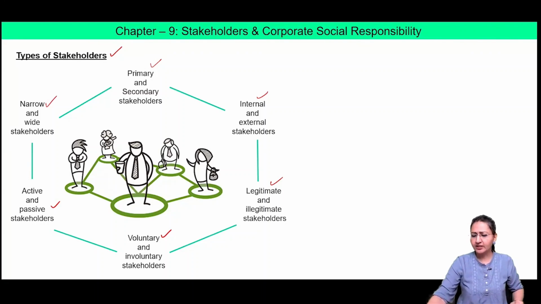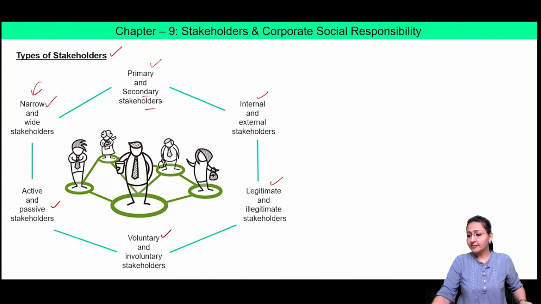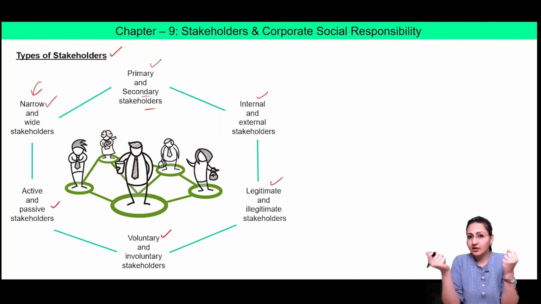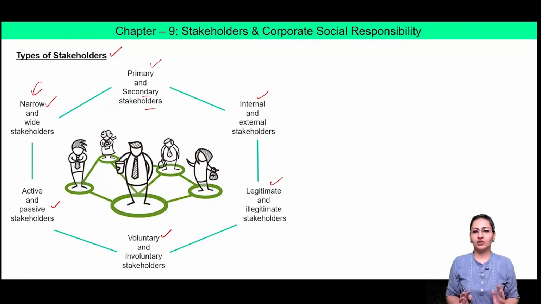I'll quickly run through what these are. Primary stakeholders who directly impact the company. Secondary stakeholders, they cannot directly impact the company, they do not have that much power. Then comes narrow and wide stakeholders. Narrow are basically who are very small in number and they are majorly connected with the company. They can be the major shareholders, they can be the employees, they can be the management. Wide are like government, like the community. They are spread widely across the environment in which the business operates.